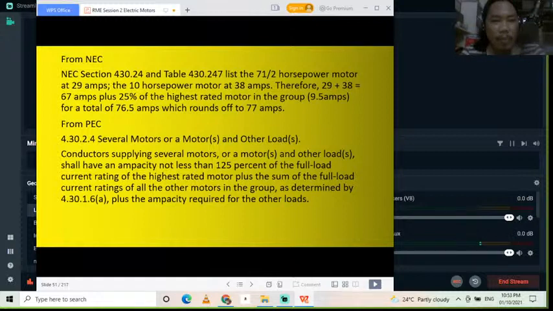So, doon naman sa kabila, sa National Electrical Code, i-multiply natin ng 25% yung ating highest rated motor. Okay? Tapos, ipa-plus din natin yun. So, ganun po. Kaya nakuha natin yung 77 amperes po yun.